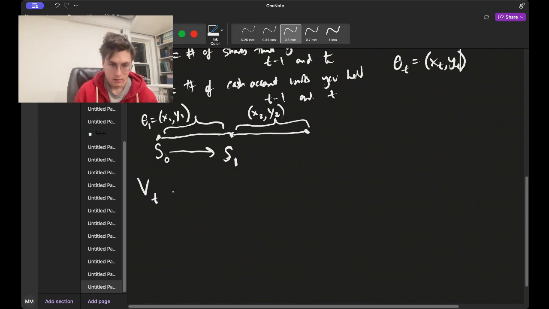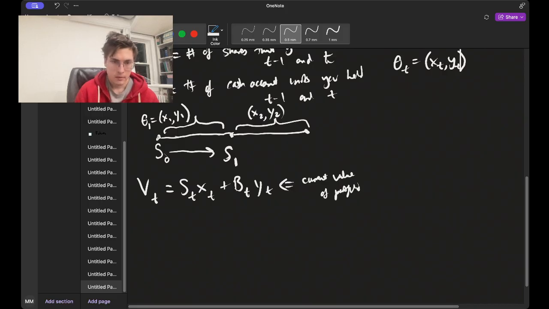Let's add a new definition also. So VT, or the value of the replicating portfolio, is equal to ST multiplied by XT plus BT multiplied by YT. So self-explanatory, right? It's the current value of the portfolio.